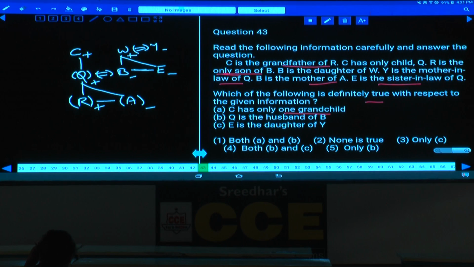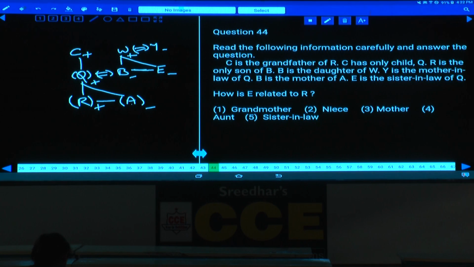C has only one grandchild. True or false? False, because there are two grandchildren to this C. Q is the husband of B. True or false? Definitely true. E is the daughter of Y. True or false? E is the daughter of Y. Yes. And so what is your answer here? Both B and C, that is choice 4. Question number 43, choice 4.